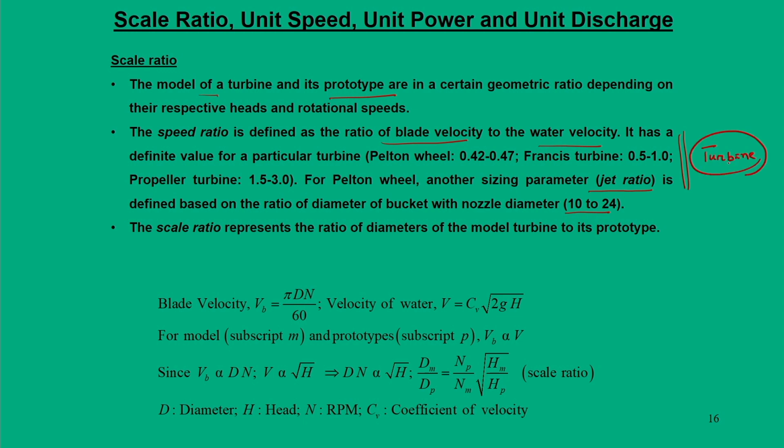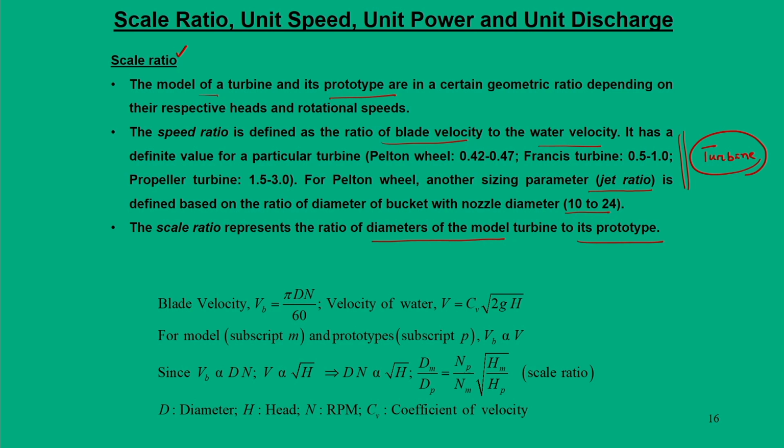Now, if this prototype turbine has to be tested with respect to a model, then we define this term which is called a scale ratio. The scale ratio represents the ratio of diameter of the model turbine to its prototype, but when you make this comparison we must say they should have the same specific speed.